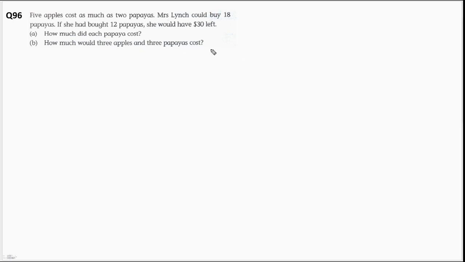Now, I notice from the textbook answers that they don't give you any models for this one. And if you don't need a model, then I think you can probably follow the answers in that perfectly well. But I actually think that a couple of models could help here. So let's start at the beginning here. We've got 5 apples cost as much as 2 papayas. So here I'm going to draw something that's about the cost.